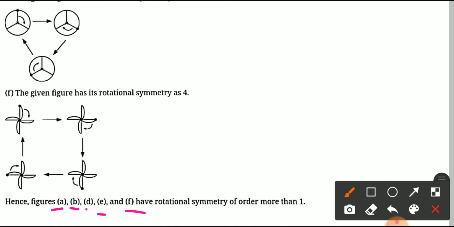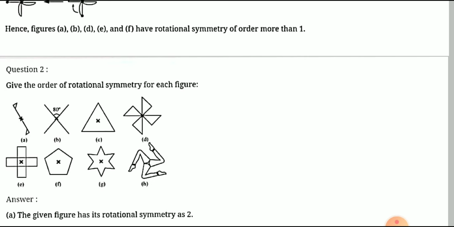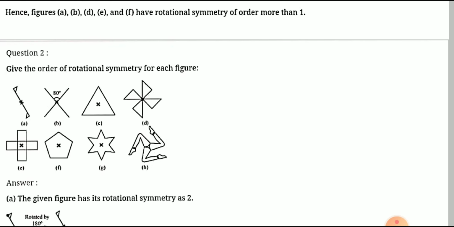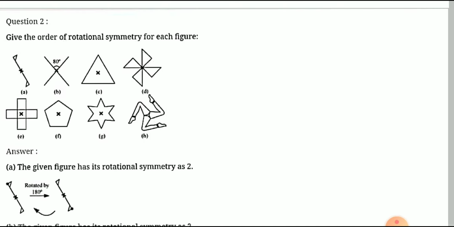Whereas if we talk about the C, it contains the rotational symmetry of order 1. Now question number 2. Give the order of rotational symmetry for each of the following. We need to give the order. So we can consider here after how many rotations it looks similar. So here we can see that if we rotate it at 180 degree, what is the meaning of 180 degree?